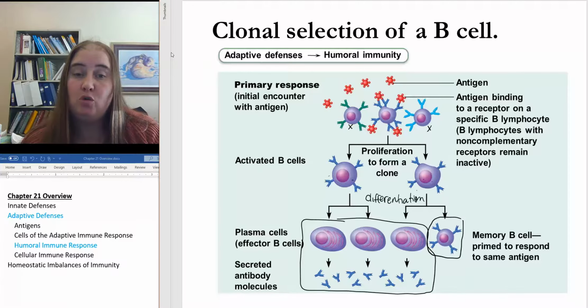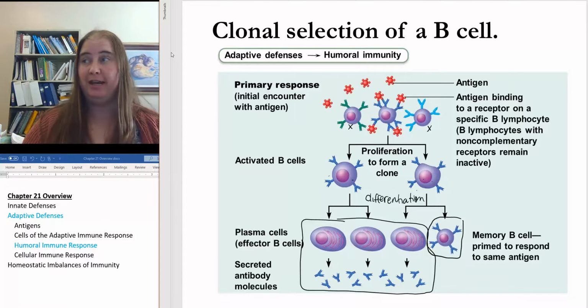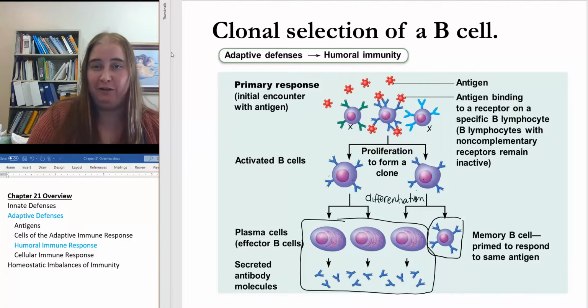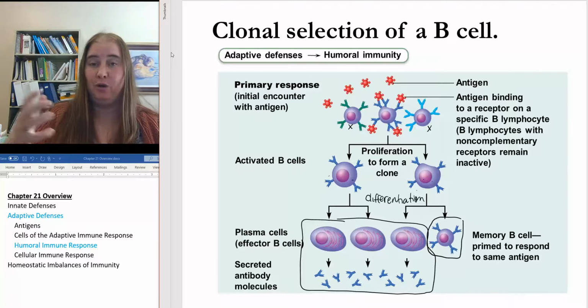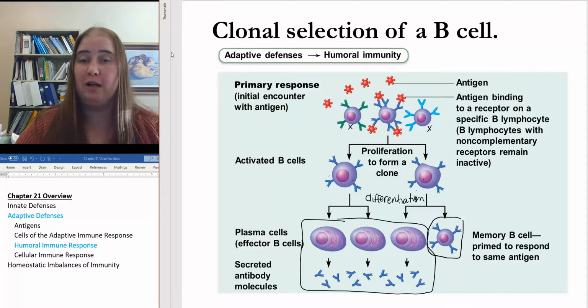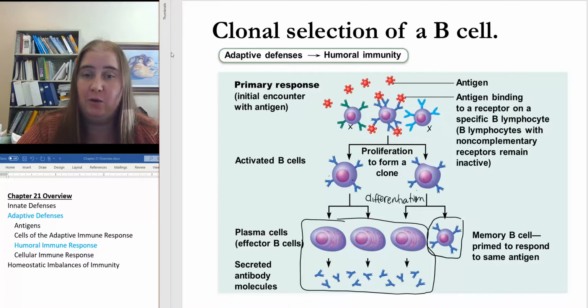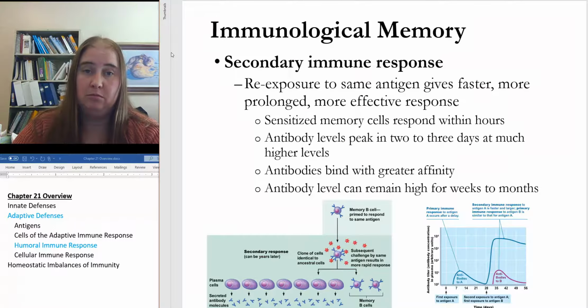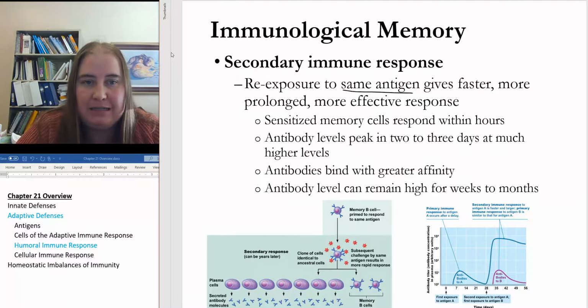Now, the reason the majority of them become plasma cells is that the plasma cells are the ones that are going to be fighting. If we have an infection, we don't really care about memory if we can't fight the current infection, because it's going to kill us. So what we're focused on is the current infection. So the majority of the cells that differentiate are going to be plasma cells. The importance of those memory cells, however, comes back into play when we're re-exposed to the same antigen.